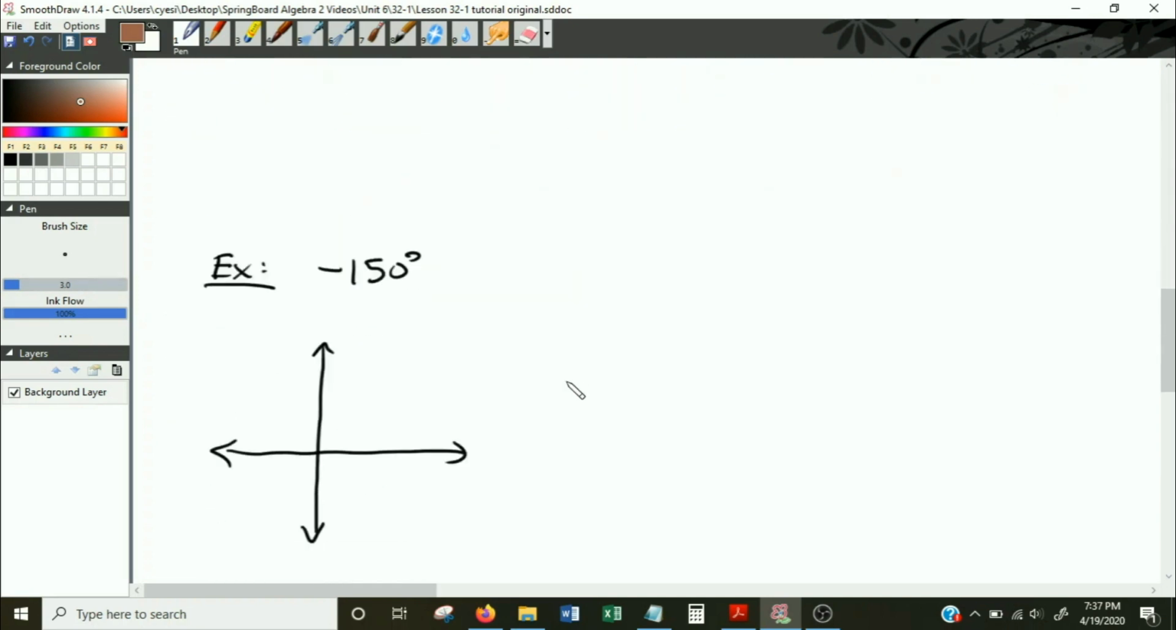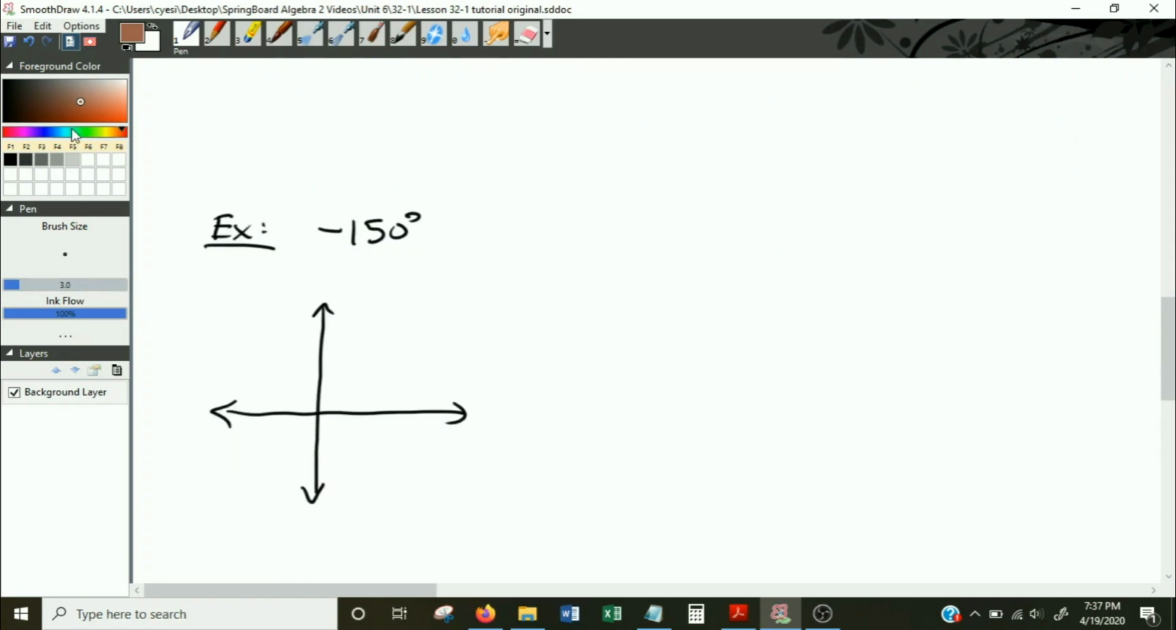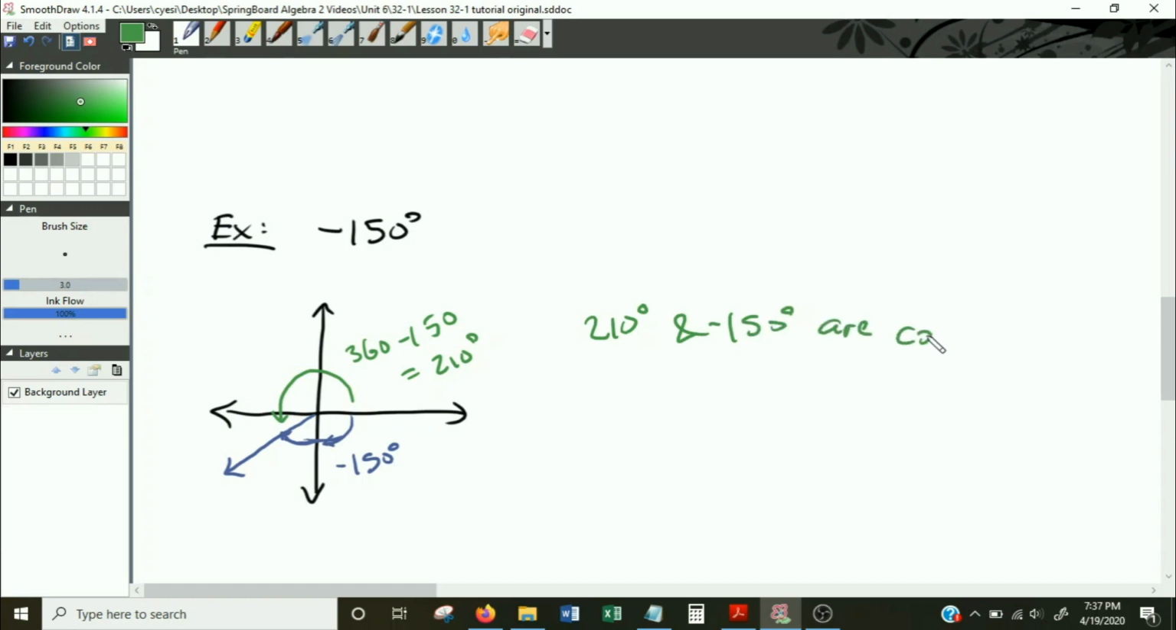Okay, so let's do it now for a negative angle. And what's going to happen is, if it's minus 150, that means we count backwards 150. So this is 90 right here, and then another 60 takes us right here, so it's like that. This angle that you see here that we traced out is negative 150. But we could also get there by going this way, and that would be 360 minus 150, which is equal to 210 degrees. So we get that 210 degrees and negative 150 degrees are coterminal.